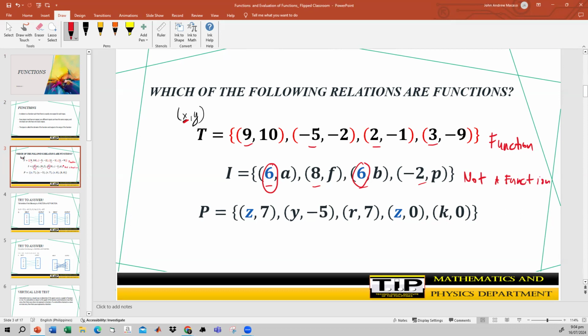Okay. Then lastly, if we have the relation P, as you can see here, we map the element Z to the elements in Y twice, because we have here 7 and 0. Then this is considered as not a function as well. Okay, so I hope you get it.